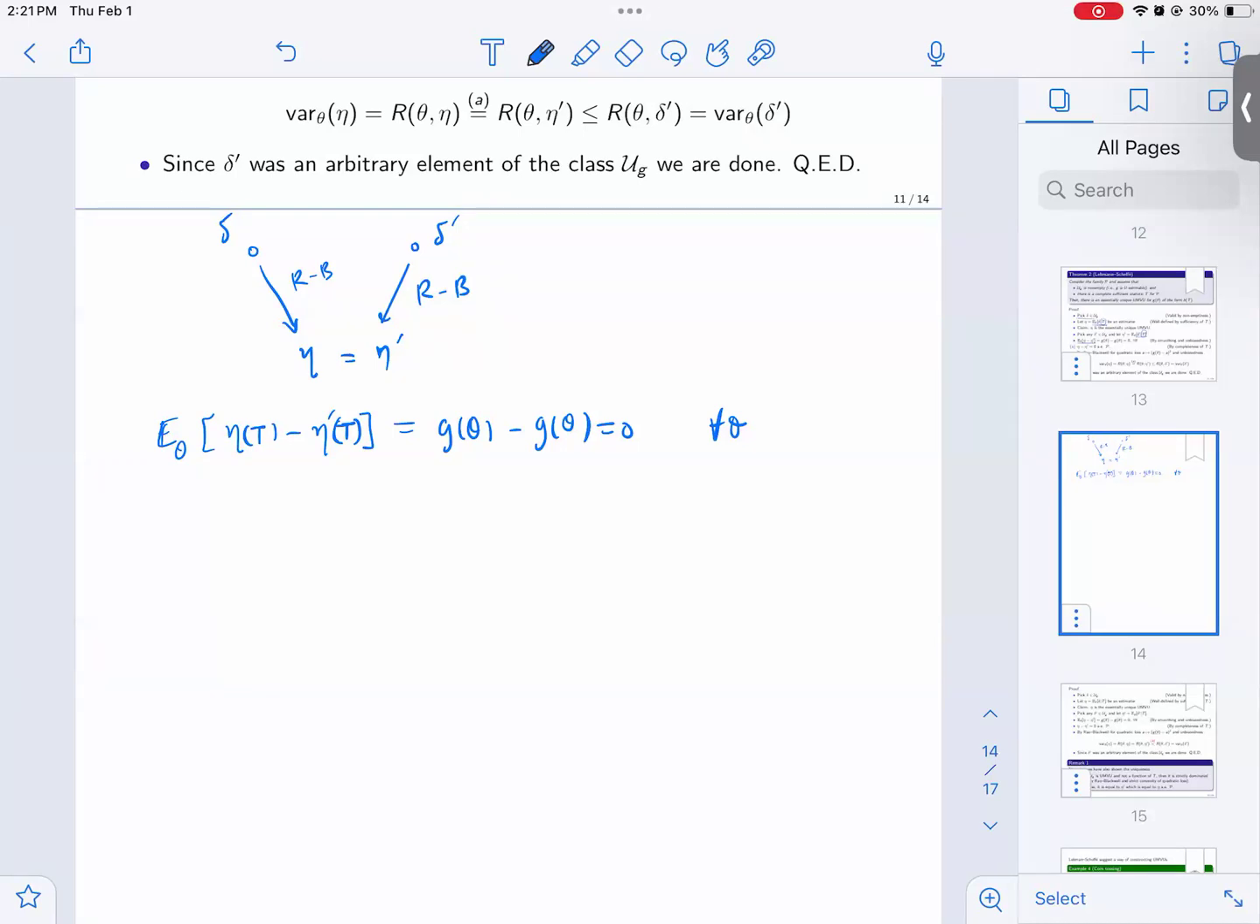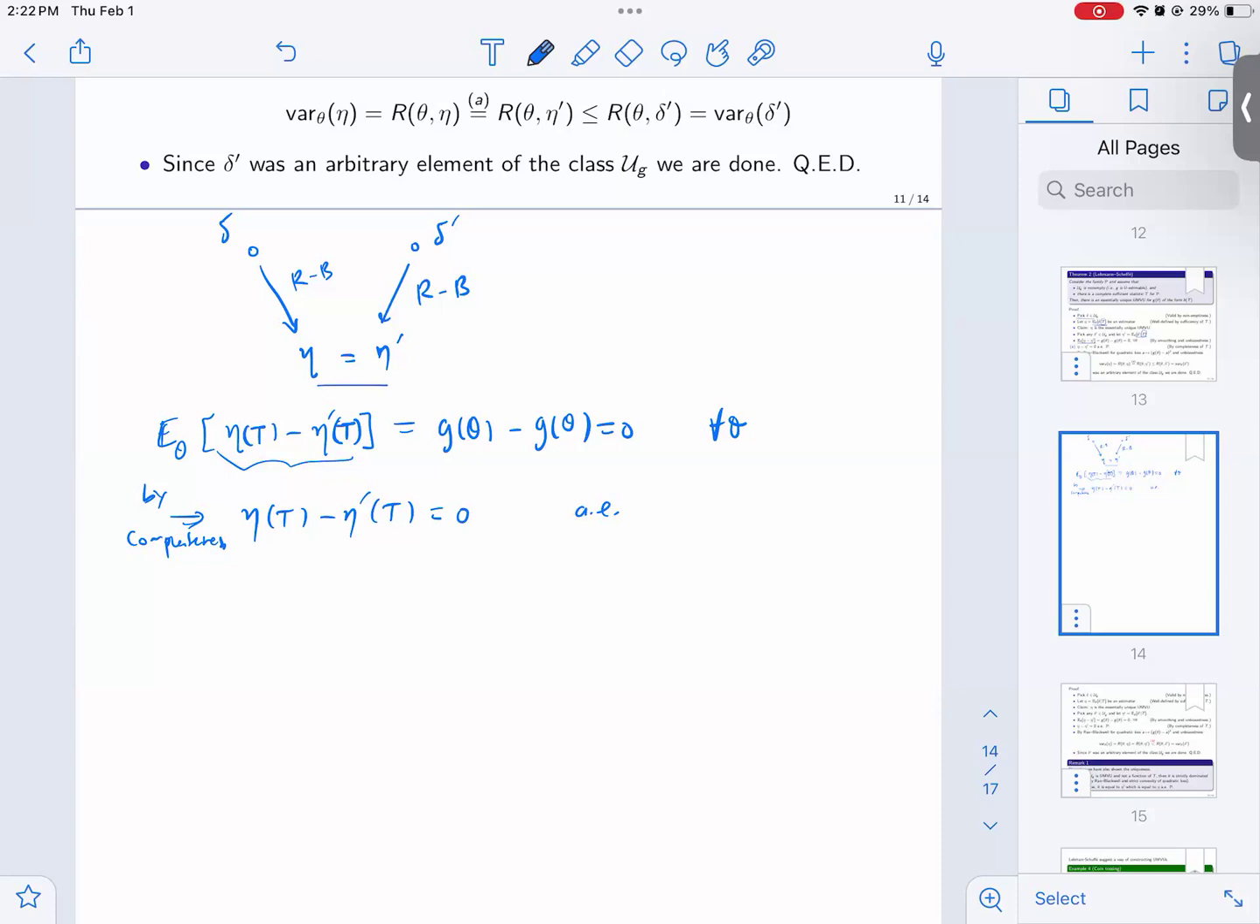use completeness to get that the function inside the expectation is equal to 0. Yes, so this is some function of t. T is complete, so this is saying that the function is first-order ancillary, so it has to be constant, equal to this value. So eta of t minus eta prime of t is 0 almost everywhere, by completeness. So we proved that this procedure produces the same estimate.